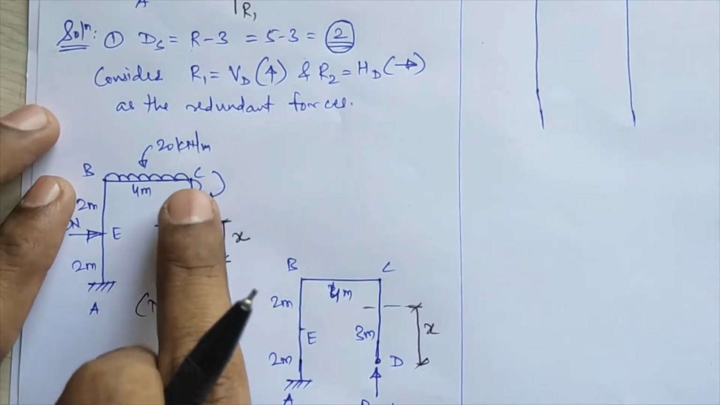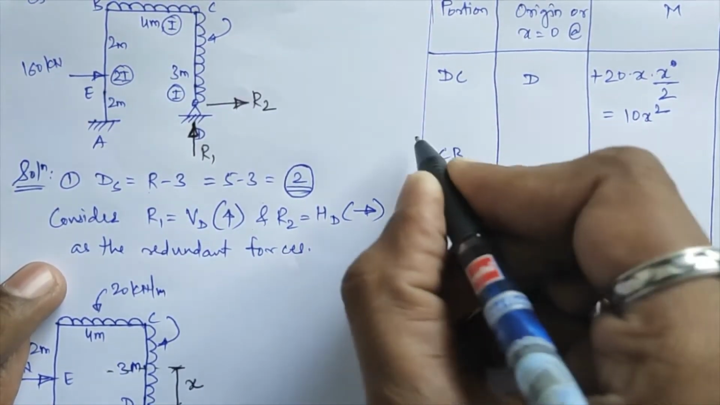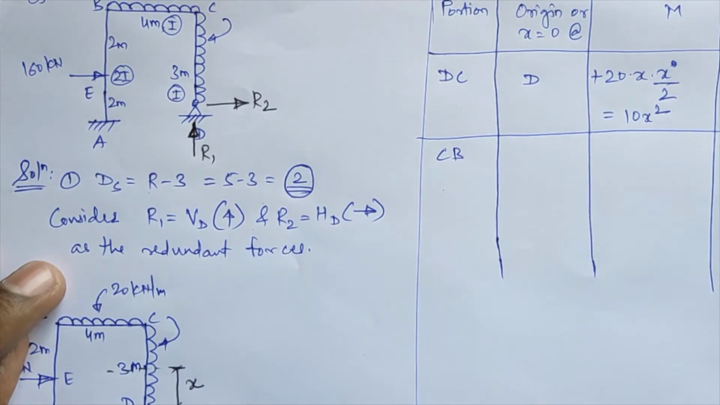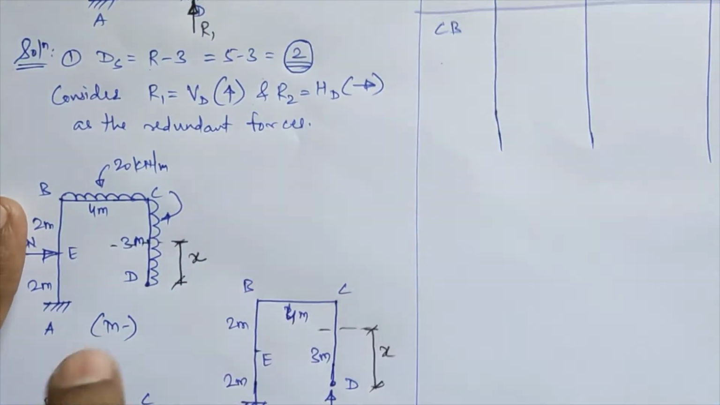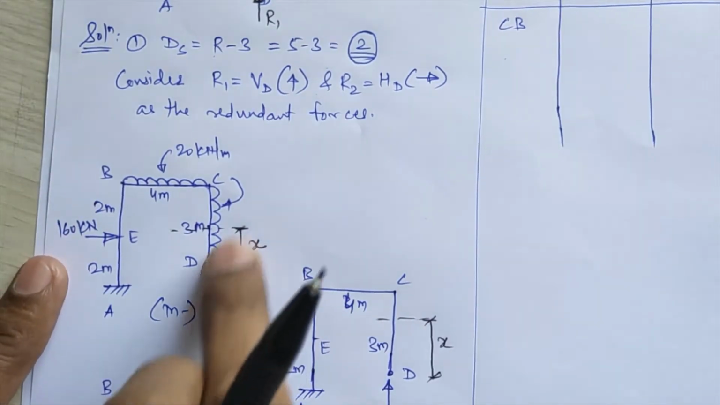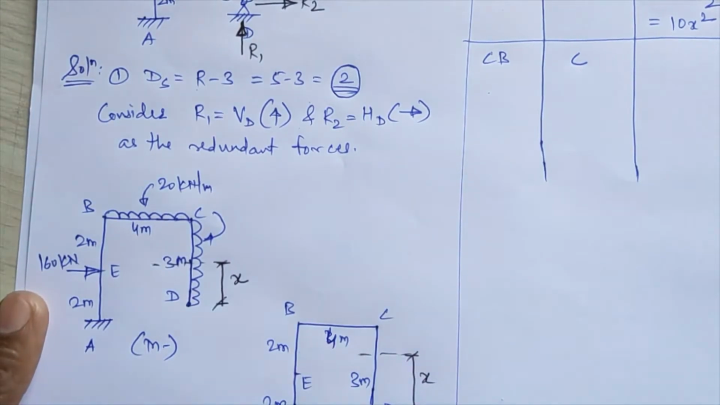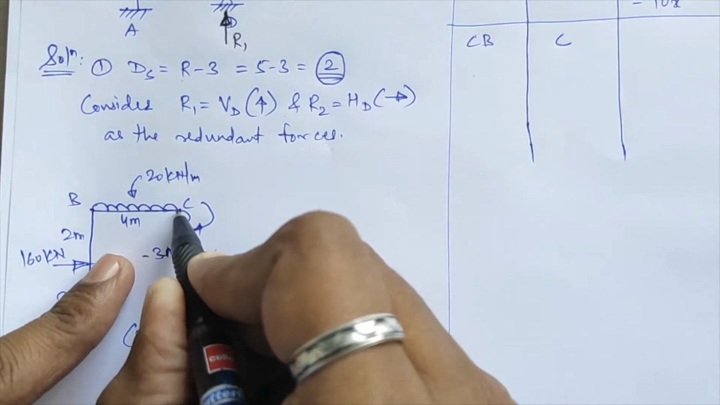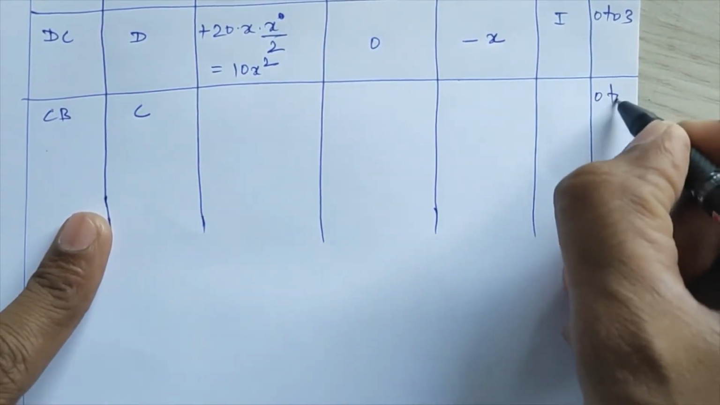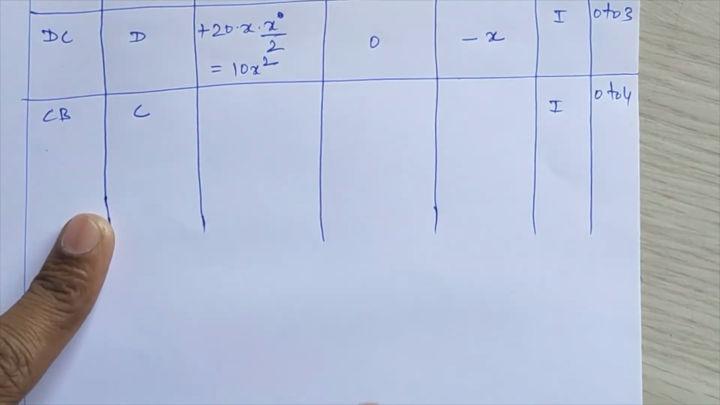Now I'll move to my second portion, that is CB. I'll write my second portion CB. In that, I'll change the origin from point D, because now my member geometry is changing from vertical to the horizontal member. So here I'll consider C as my origin. If you consider C as the origin, the limits of integration will be from 0 to 4, and the EI value for this is again given equal to I. So I'll write that over here.